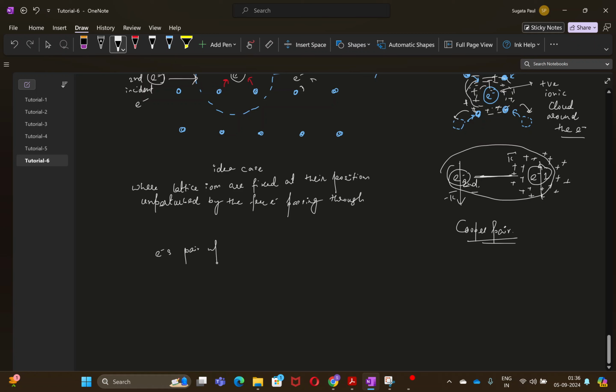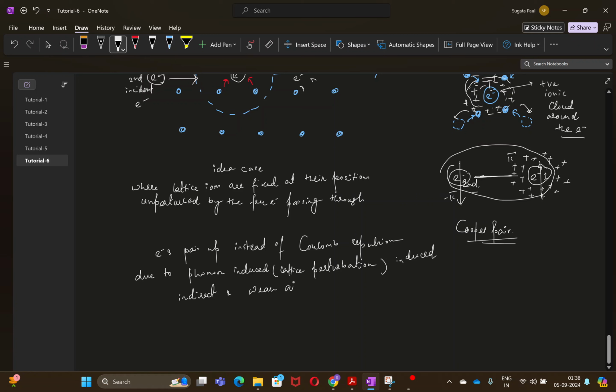So in brief, we say that electrons pair up instead of Coulomb repulsion due to phonon induced, or in other words, lattice perturbation induced, indirect and weak attraction between them, and this causes superconductivity.